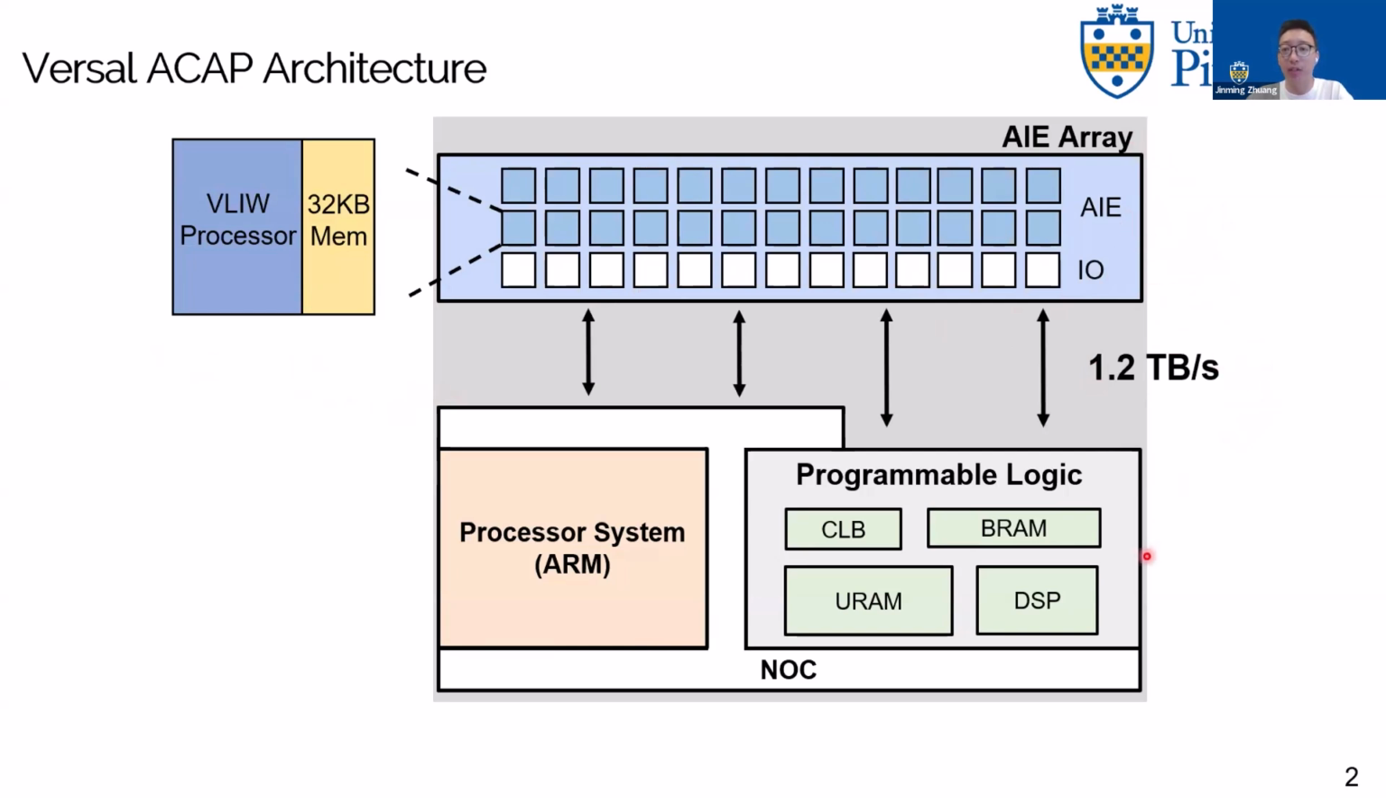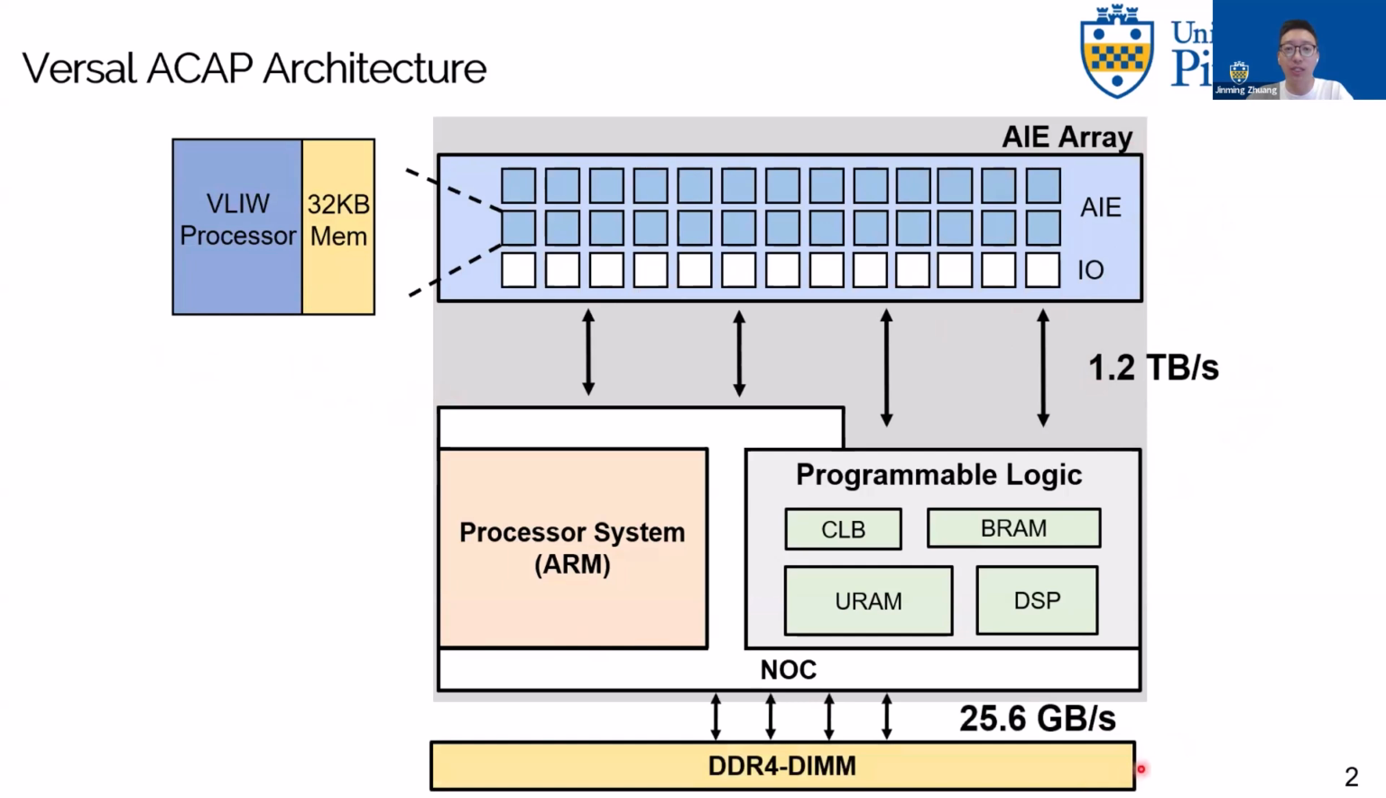The AIE, PL, and the CPU can access the off-chip DDR4 DIMM memory through the network on chip with up to 25.6 gigabytes per second bandwidth. This is because in VCK190, there is only one DDR4 bank, but actually the capability is up to 102.4 gigabytes per second, which can be utilized in VCK5000. However, the high computation capacity and the limited off-chip bandwidth bring us the first challenge.